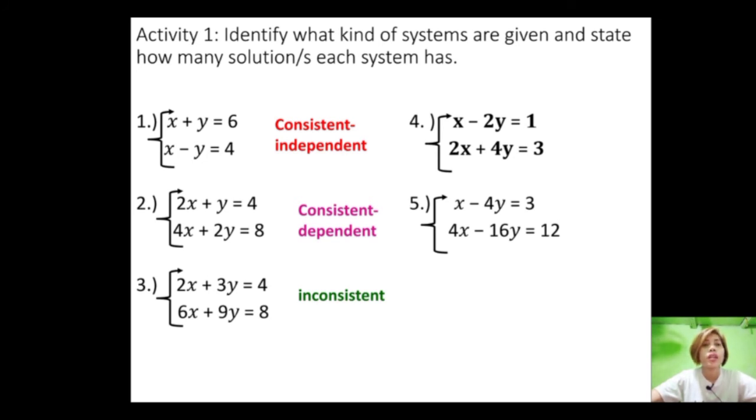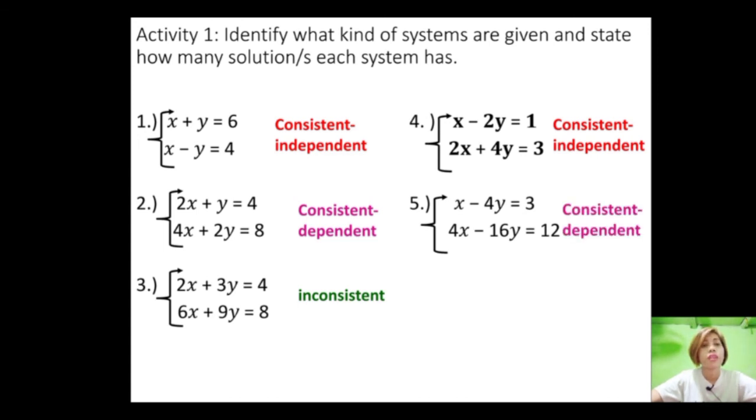At number 4, x minus 2y equals 1, and then yung isa naman po is 2x plus 4y equals 3. So, by just looking at the two equations, magkaiba na po agad ang x minus 2y kay 2x plus 4y. Kahit ano po yung multiply natin dyan, hindi po magpaparehas. Kasi nga, yung sa y po, magkaiba na po ng sign. So, kapag po ganyan, hindi po tayo makakabuo ng identical expression. Yan po ay consistent independent. And it has only one solution.